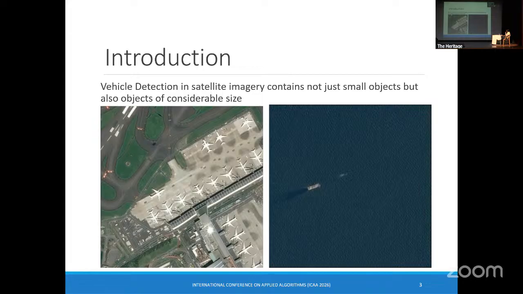This is a very big challenge in small object detection, because even as a person, we can barely identify that there is another ship over here in this image.